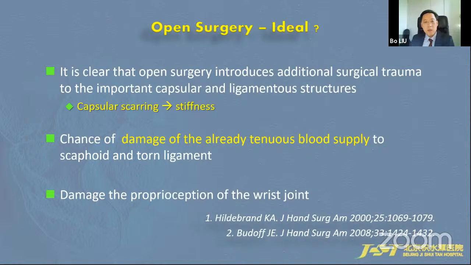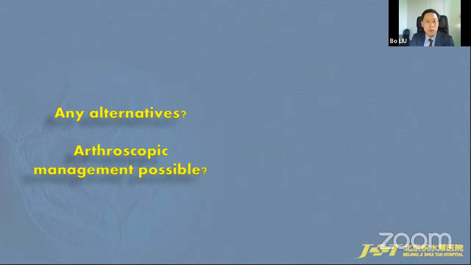There's a chance of damage to the already tenuous blood supply to the scaphoid and bone ligament. And also there's damage to the proprioception of the wrist joint, which is very important for people who rely on their wrist for hobbies and sports. So any alternatives? Is arthroscopic management possible?